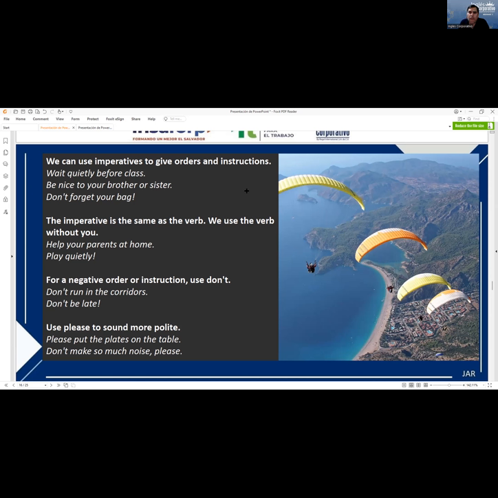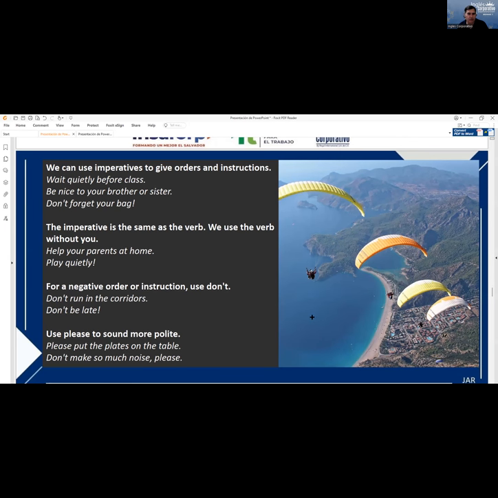For a negative order or instruction, use don't, not doesn't. Only don't. Don't be late. Don't make noise. Don't come in. Don't run in the corridors. Okay. So use please to sound more polite, so you're not giving an order. Please put the plates on the table. Don't make so much noise, please.